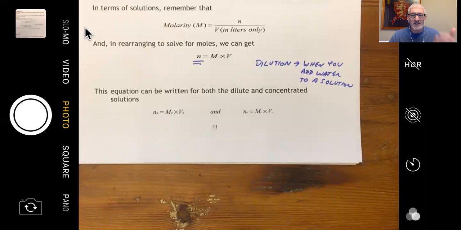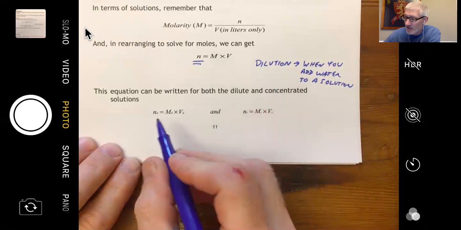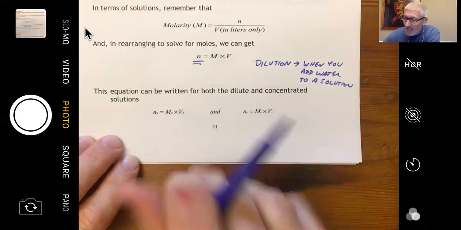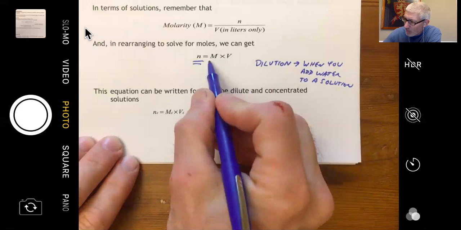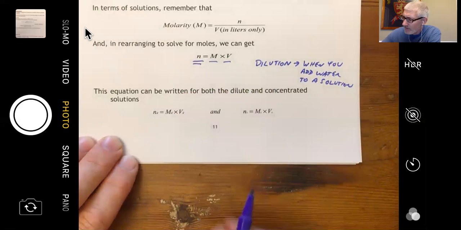If I don't want to give my students super high concentration acid, which I don't, I would add a certain amount of water and lower that concentration to a safe value, which leads us to what we call the dilution equation. It comes from the idea that molarity times volume gives me the number of moles.